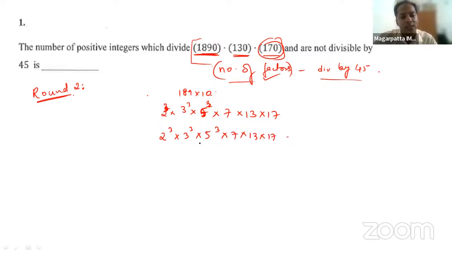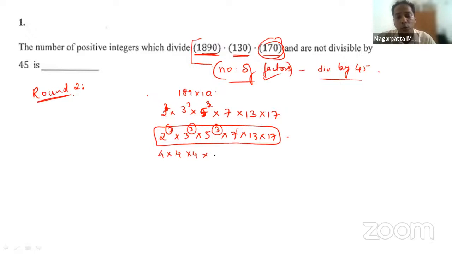Okay, this is the net factorization of this number, and therefore the number of factors would be 4 into 4 into 4 into 2 into 2 into 2, each being power plus 1. These are powers of 2. 2 raised to the power 2, 2 raised to the power 4, 6, 7, 8, 9, which is nothing but 512. So this number has 512 factors, out of which how many are divisible by 45?